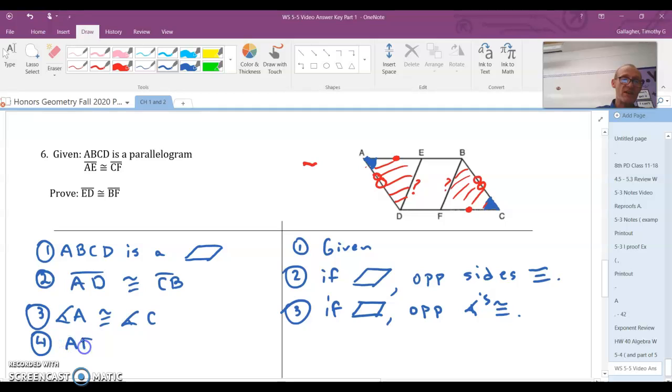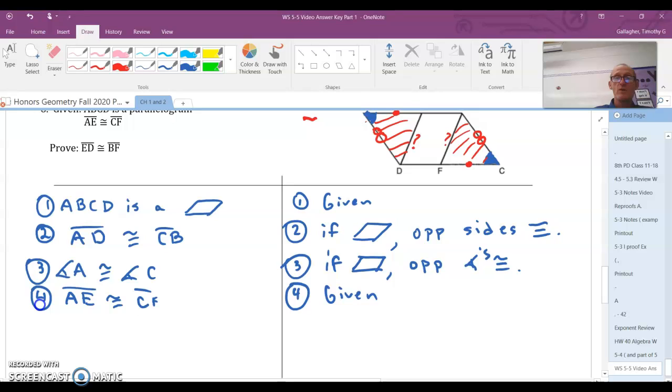Number 4, okay, and we can say that AE and CF are congruent. That's given. AE congruent to CF. Looks like a P there, but it's an F. And that is given. Okay, so the triangles are congruent now.